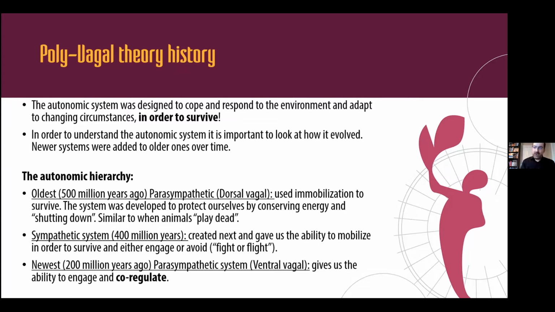So the hierarchy that I mentioned here of the autonomic system allows us to understand that inside ourselves, we also have all of these three states, and they exist in a hierarchy. We don't experience all of them at once, we experience them in an order, as I'm going to explain in a minute.